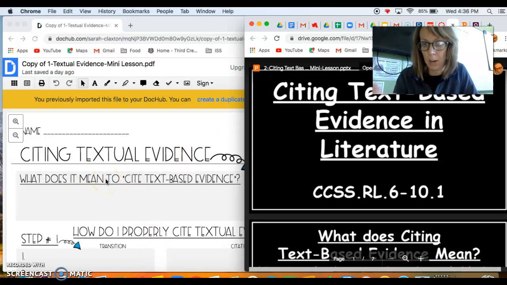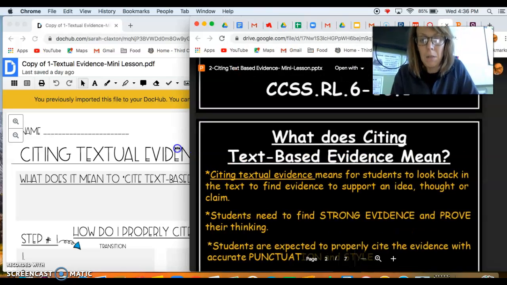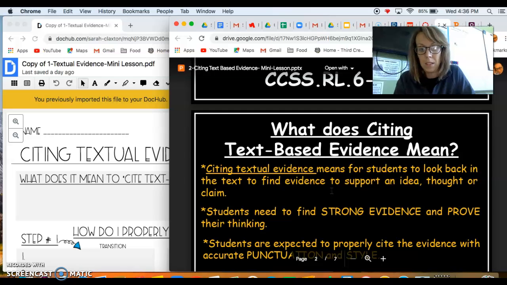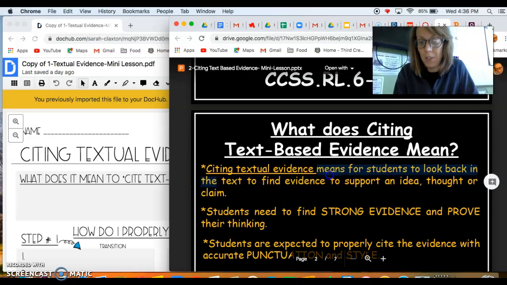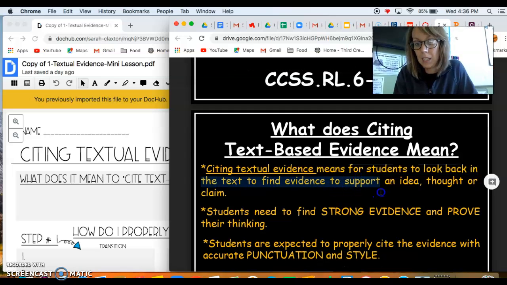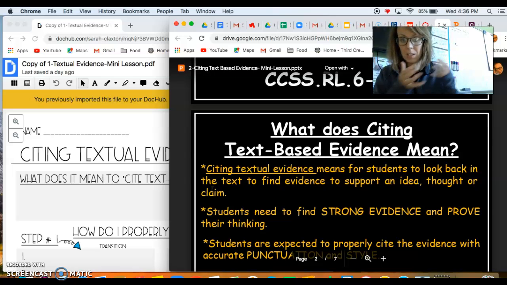I'm only going to start out with this so you can see what I'm doing, and then you have this in your toolbox. So, citing-based evidence. Citing-based evidence means for you guys to look back in the text to find evidence to support an idea, a thought, or claim. So it's when you go back into the text, you find evidence to support your answer that is showing an idea for your answer, a thought for your answer, etc.